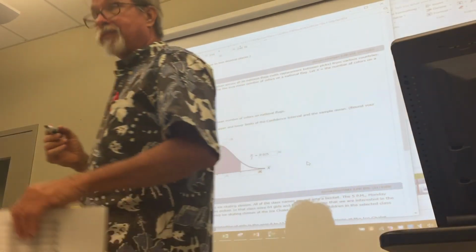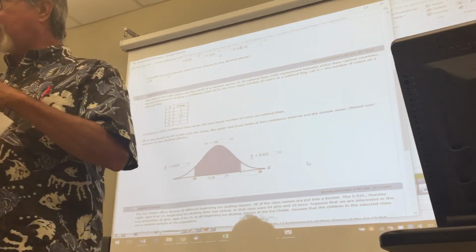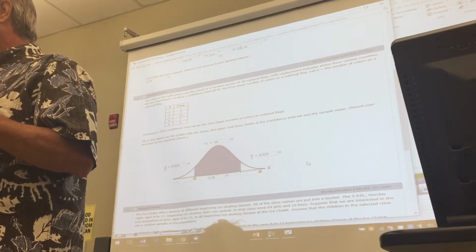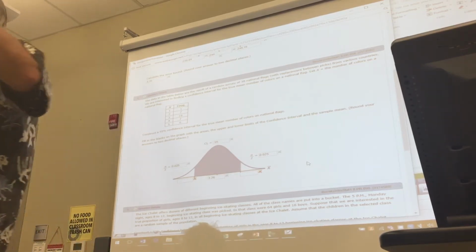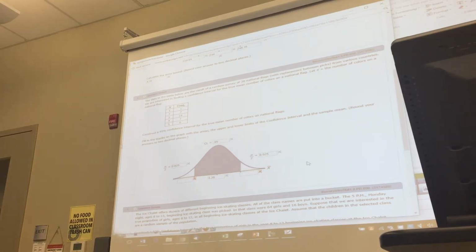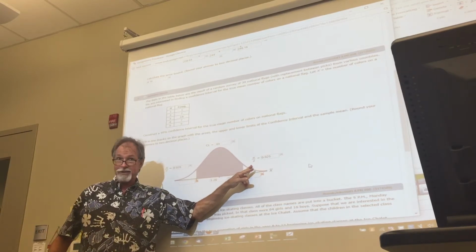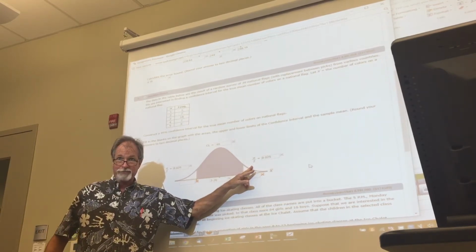Wait, is that t alpha divided by 2, divided by degrees of freedom? No, alpha. Alpha always, half of it goes in my top tail, and half of it goes in my bottom tail.